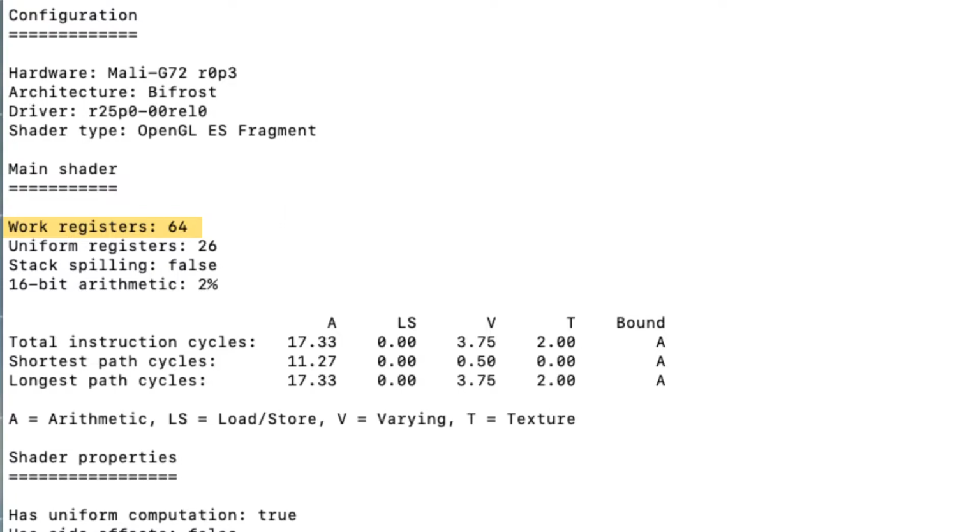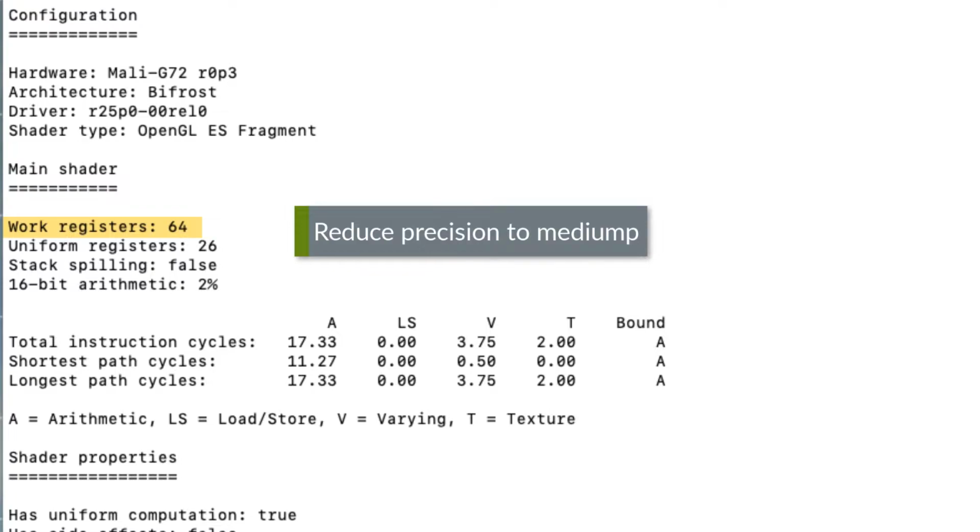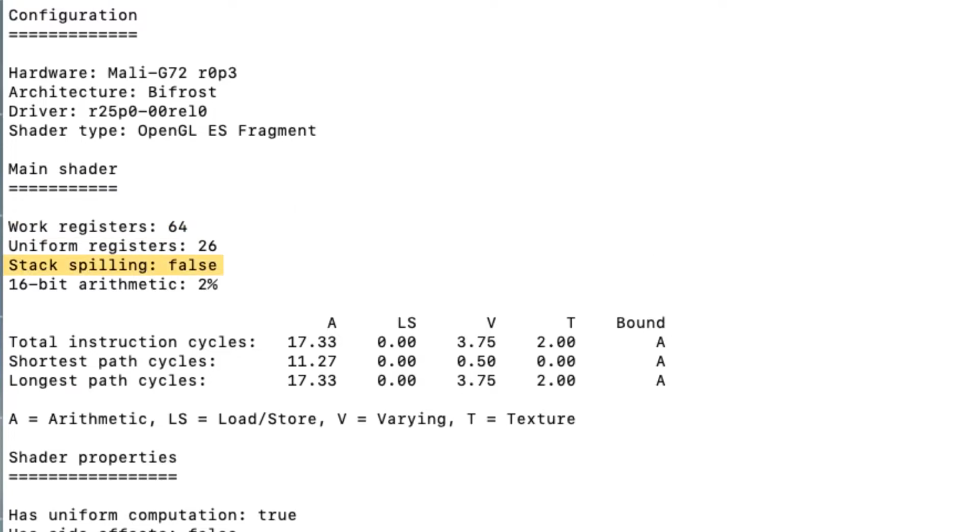To reduce work register usage, try reducing precision from highp, 32-bit, to mediump, 16-bit. This enables the GPU to store twice as many variables per register. For Valhall and Bifrost GPUs, we can see whether any variables are spilled to stack memory, and if so, how many bytes per thread are spilled. Shaders that spill to stack are expensive for a GPU to process, so if you see stack spilling going on, try to reduce register pressure by reducing variable precision, reducing the live ranges of variables, or by simplifying the shader program.